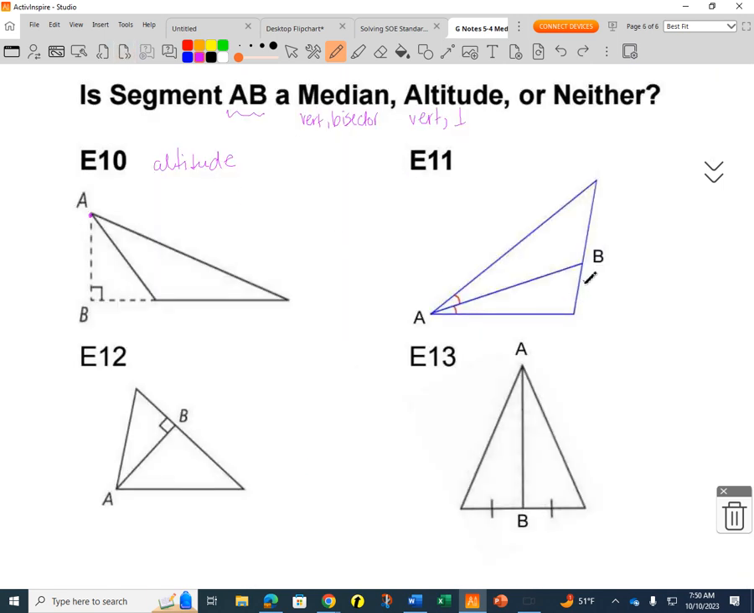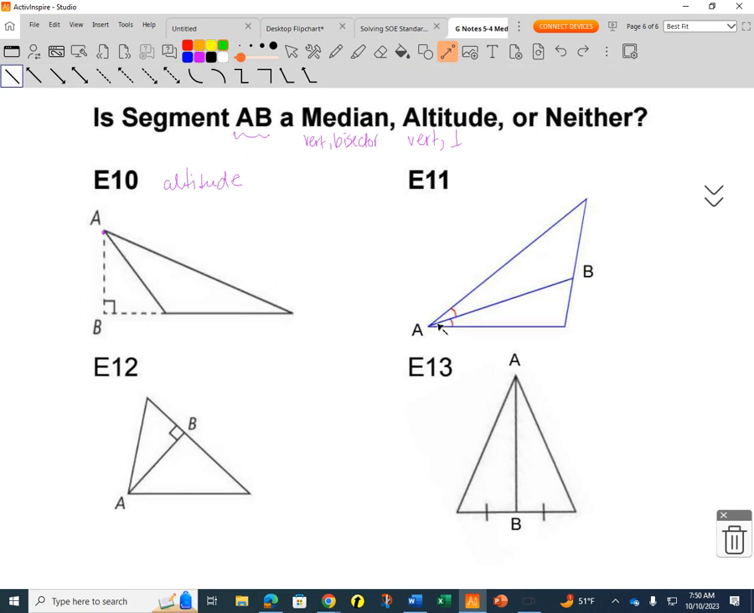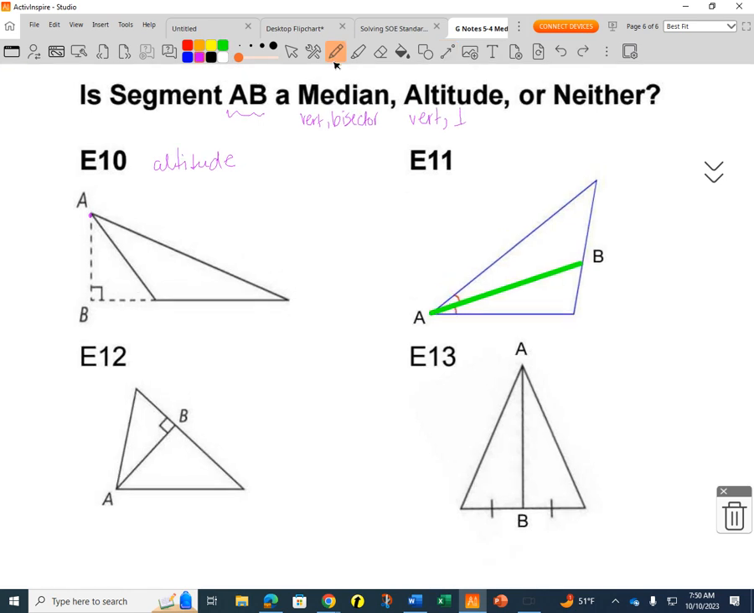Alright, example 11. So AB, we're always looking at AB here. It does start at a vertex, but it neither bisects nor is perpendicular to this opposite side. So this is neither. You should probably pause here and see if you can figure out the next two without me.